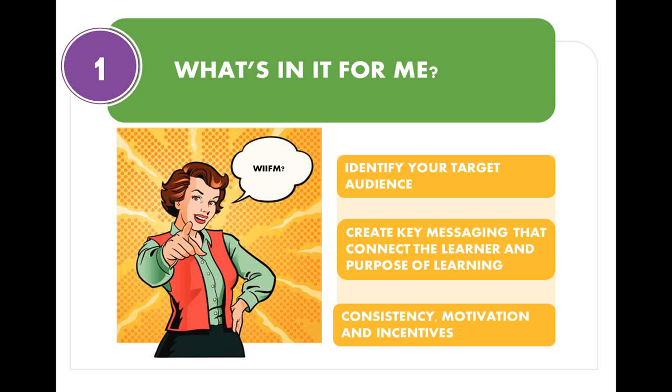So we want to create messaging that connects the learner and the purpose of the learning. Adults will move mountains for you in your workplace if they understand the purpose of what you're doing. Tell them why you need things done, and they'll do it, but they need to understand the why. Don't assume they know. Take the time to explain and be consistent, provide motivation, and remember, people have natural inherent incentives to do well. People want to perform. They want to do well. So make it possible for that to happen.